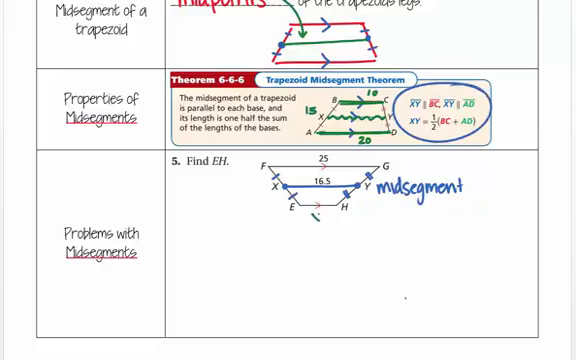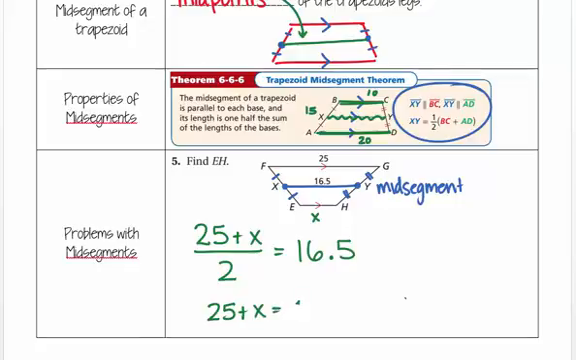I need to find EH. That's what I don't know. I need to figure out how these two are related. So remember, you're finding the average. All you got to do is take your two bases, so 25 and x, add them up, cut them in half, and it equals your mid-segment. And then you got to do some math to solve this. So we'll multiply both sides by 2, and we'll end up with 33. And then we'll subtract 25 from both sides, and we will get 8.